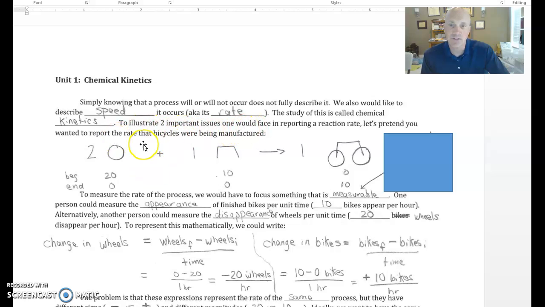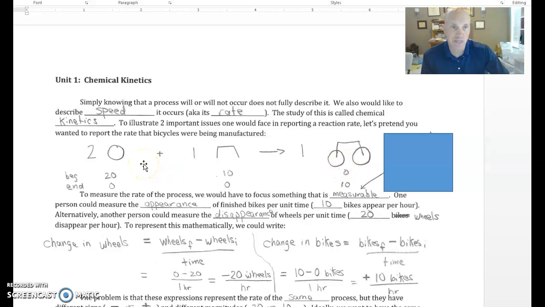And to give a little bit of an introduction to this, I'm just going to start with a very simple example. Let's pretend that we're in a factory and we're making bicycles, and we know that two wheels can be combined with one frame to make a bicycle. And we know that depending on how efficient your factory is, the rate at which the bicycles can be produced can either be slow or fast.